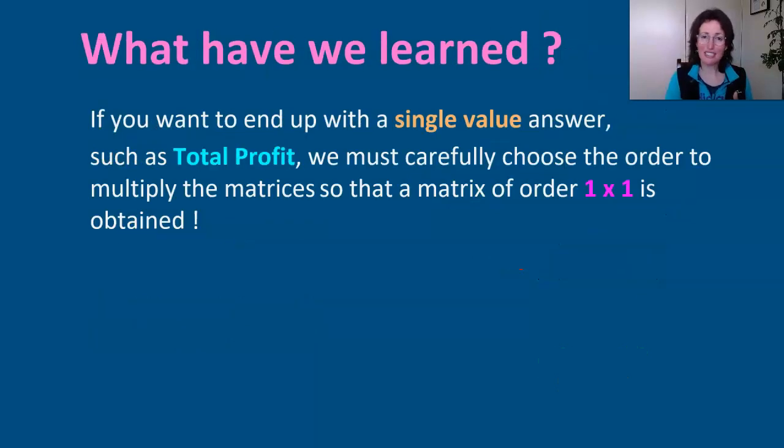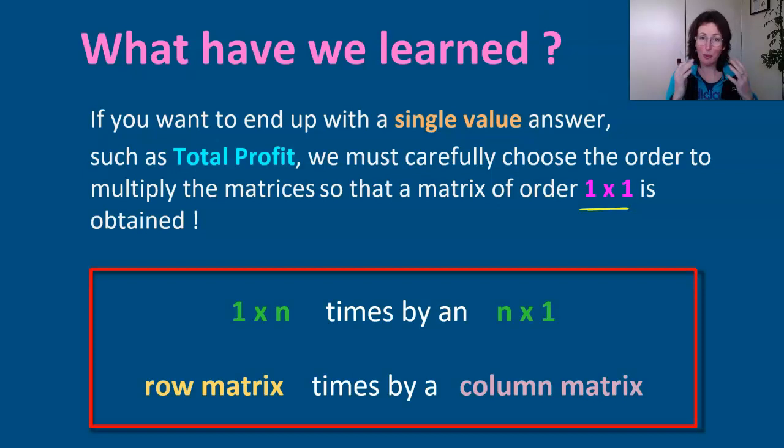That's something that you need to take into consideration. If the question is asking you for a total profit, that means you need to end up with a 1 by 1 matrix. So think about which way around you do those multiplications, so that is your answer. And the way to get that is making sure these middle numbers match and the outer numbers are the ones. So thinking about which way you place the pairs of matrices.